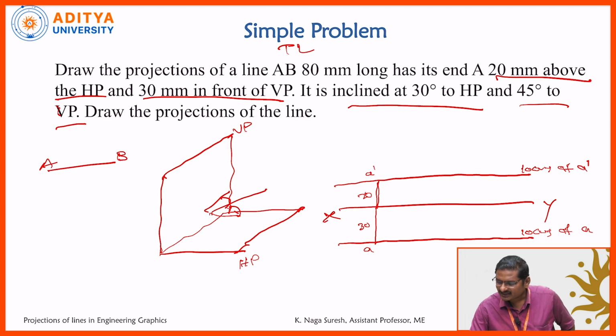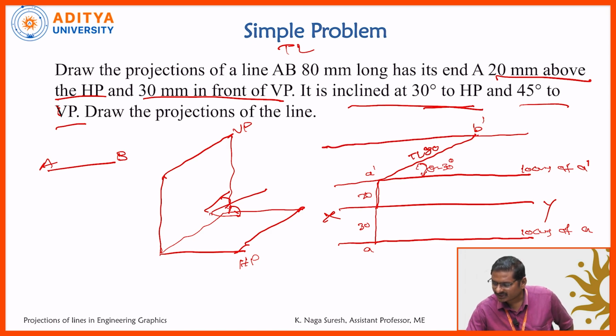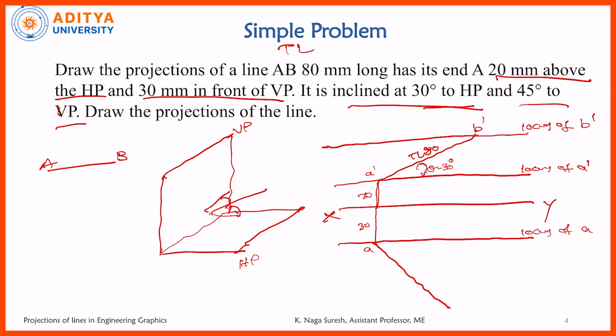It is inclined at 30 degrees to HP. That is an 80 mm long line, true length 80 mm. This is B dash, the angle theta, theta equal to 30 degrees. Draw another locus line touching B dash. This is the locus of B dash. Next, 45 degrees to VP. The 80 mm true length line, the top view, you can draw here. This is the 80 mm true length. This is B, and this is the locus of B. Draw the two projector lines like this.